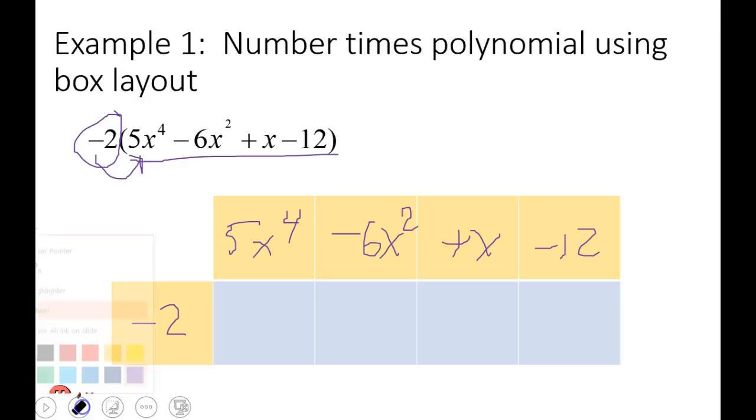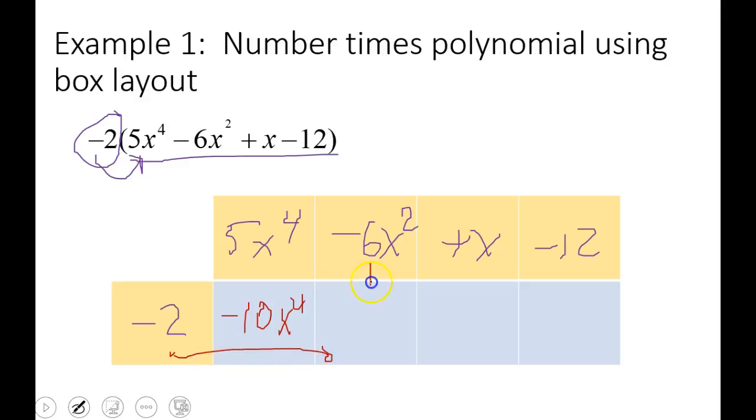So let's fill that in. -2 times positive 5 is a -10x to the 4th. Pardon the handwriting, it'll get better as I get better at making these. -2 times a -6x squared, that will go in this box here. That gives me a positive 12x squared.